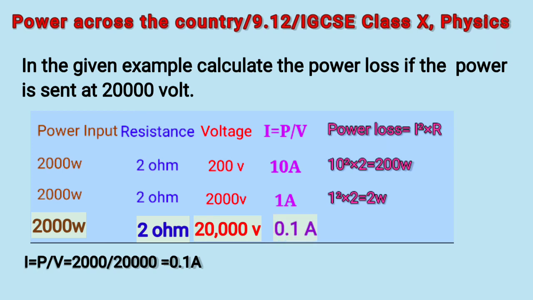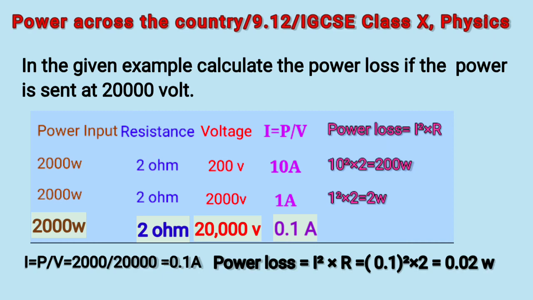We can calculate power loss. Power loss is equal to I square R. 0.1 square into 2 gives us 0.02 watt. Power loss is equal to 0.02 watt. So we can observe again, if the voltage is increased, the current passing through the cable reduces, reducing the power loss.